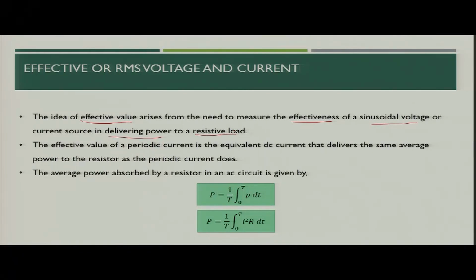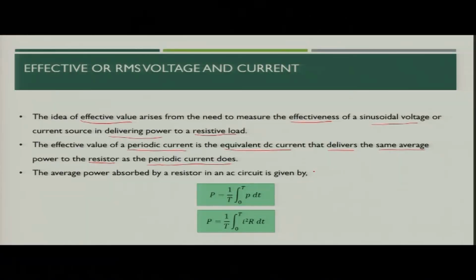The effective value means the value for a periodic current that is equivalent to that DC current which delivers the same average power to the resistor as the periodic current does. It means that to find the effective value of AC current, we have to equate the power dissipated by an element when it is connected to an AC source and a DC source. In both cases the power should be equal. So, we will equate the power consumed by the element when it is connected to AC and DC and try to find what the value of effective current should be.